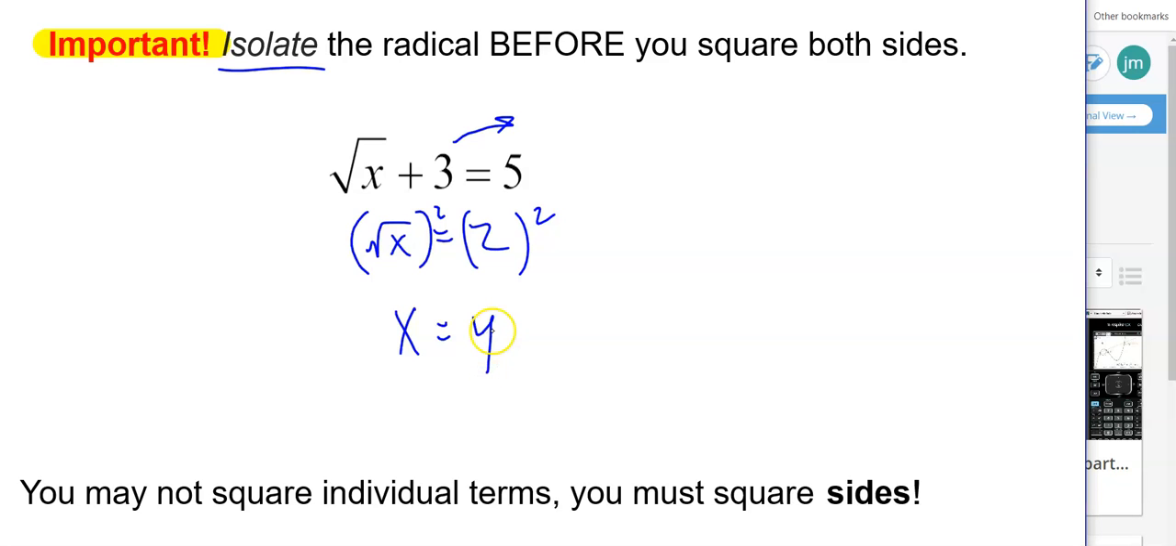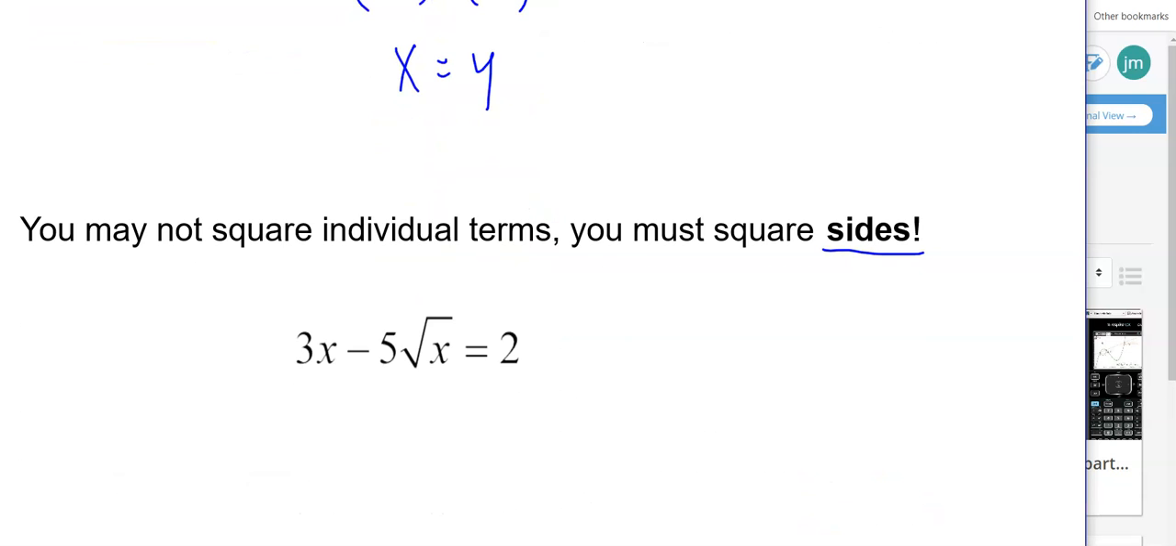Not a bad idea to check it. Square root of 4 is 2. 2 plus 3 is 5. That works. Square the whole side. That's the other thing. Make sure you know.